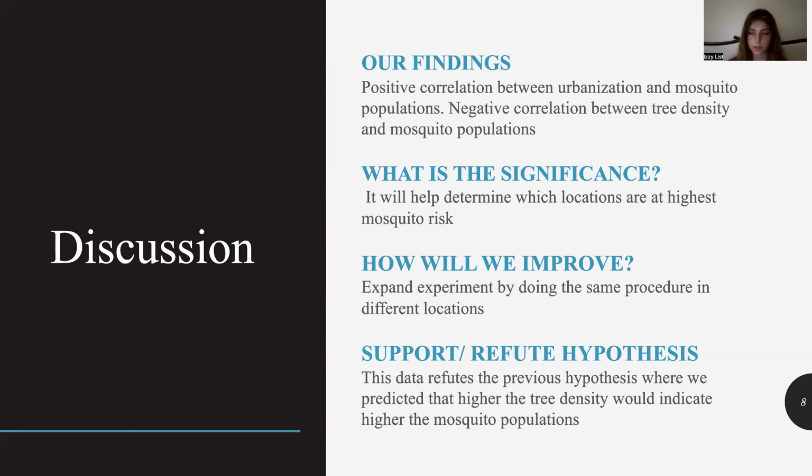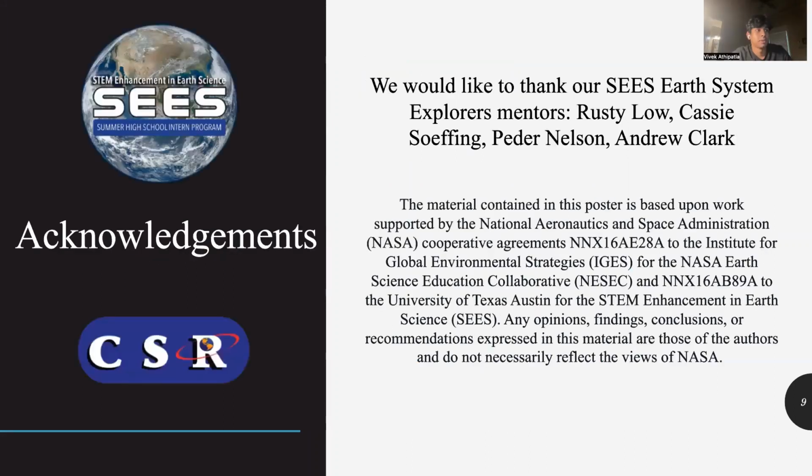Going forward, we could expand this experiment by choosing different locations and more areas of interest to solidify our data by cross-referencing any new information with our current data to confirm our findings. Overall, this data refutes our hypothesis, in which we predicted that the higher the tree density, the higher the mosquito population.